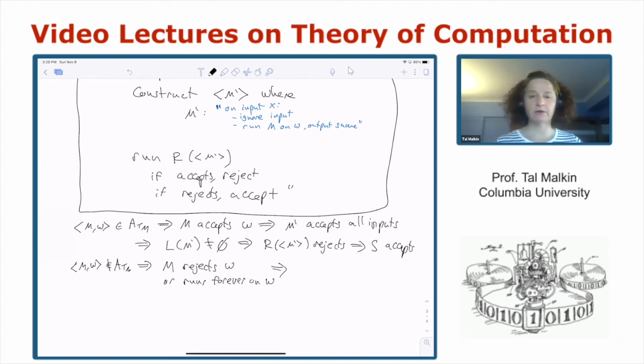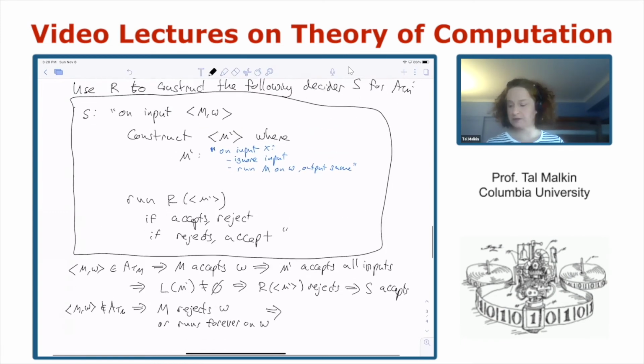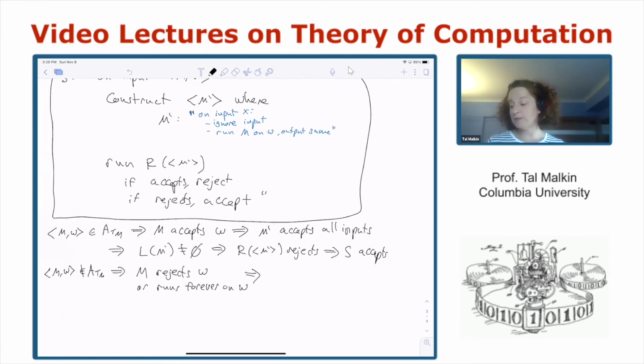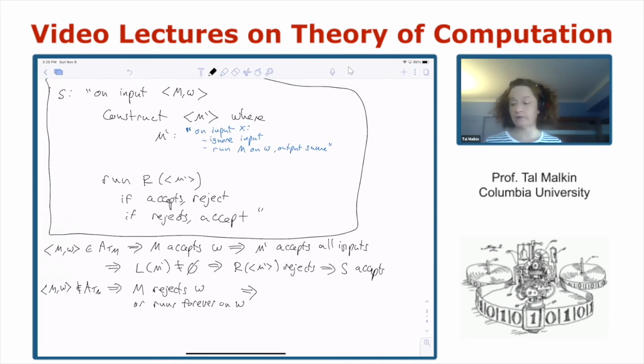I'm ignoring here the case of the encoding not being a valid encoding. These are easy to check, so we're ignoring them. So M either rejects W or runs forever on W. What does it mean about M prime? It means M prime, on every input X, does the same thing that M does on W.